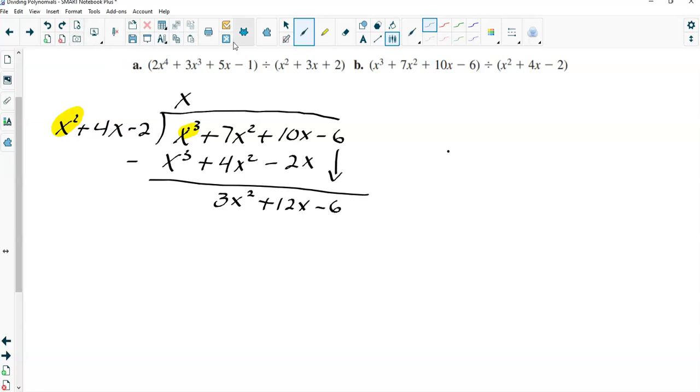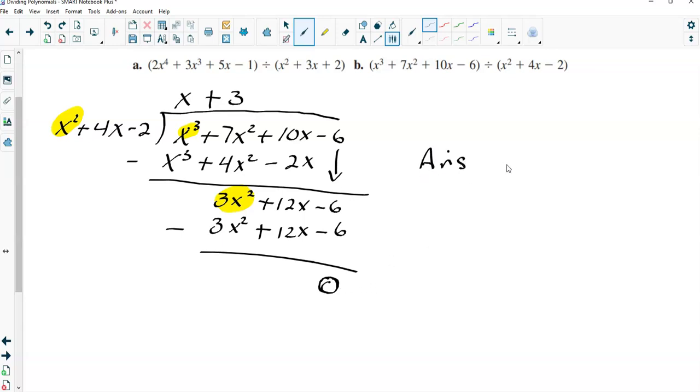Now you care about, like I told you, this first one. So 3x squared divided by x squared, that's 3. 3 times x squared is 3x squared. 3 times 4x is 12x. And 3 times negative 2 is negative 6. If you subtract this, notice it's the exact same number, so the answer is 0. So there is no remainder. So the answer for this one with 0 remainder is x plus 3. There's no remainder. Okay?